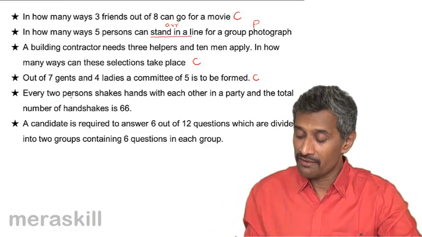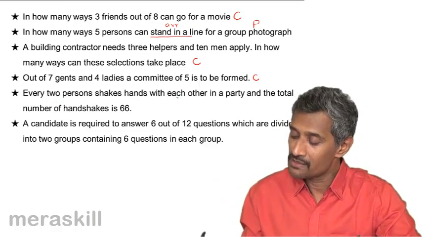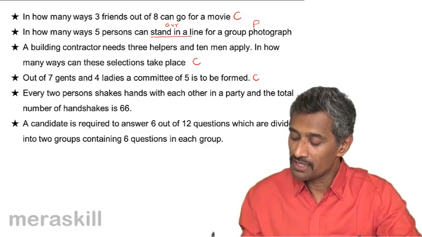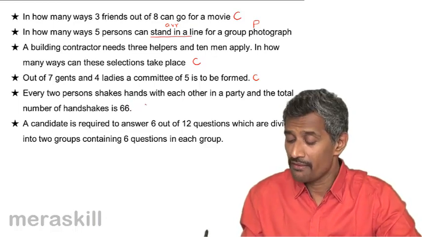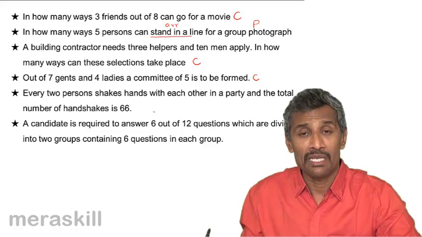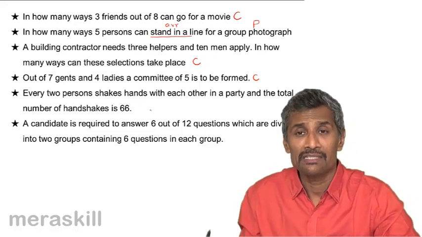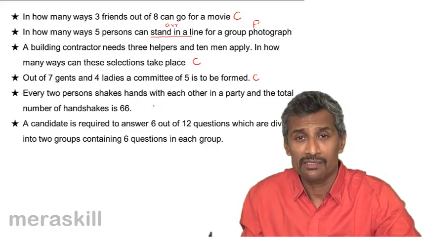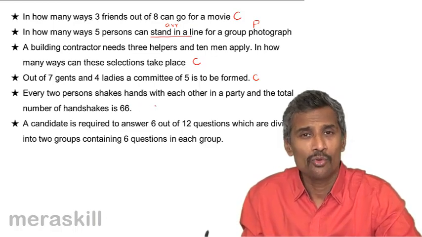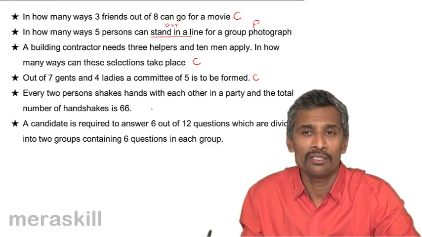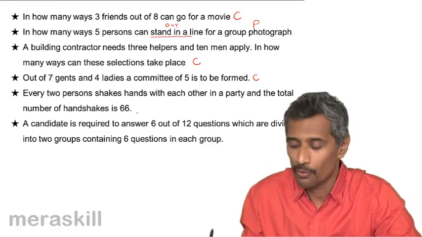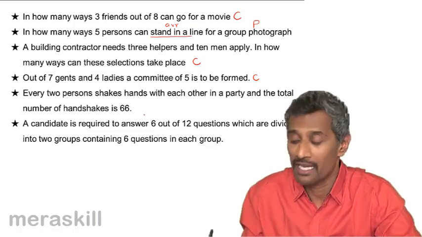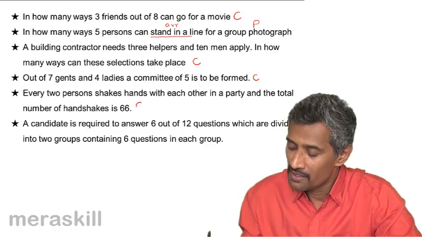Now here again, every 2 persons shake hands with each other in a party, and the total number of handshakes is 66. So if you have A and B shaking hands, whether A shakes hands with B or B shakes hands with A, it's a mutual process. So both mean the same. So the order in which A shakes hands with B or B makes the first move is not important. We are only saying how many people shake hands. So it's a clear-cut case of combination.